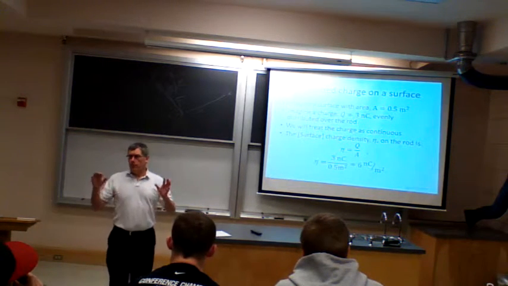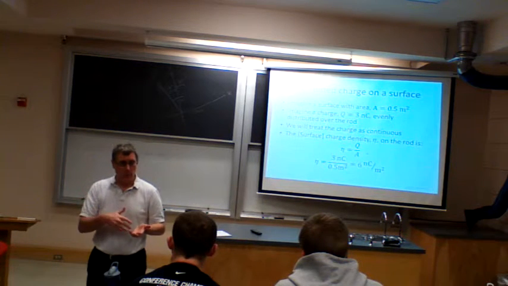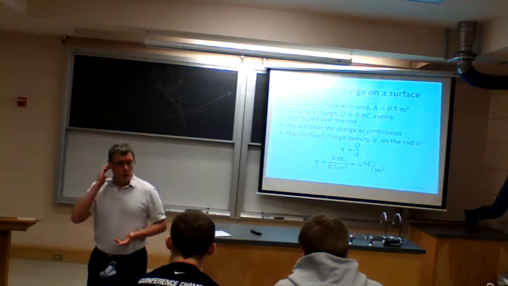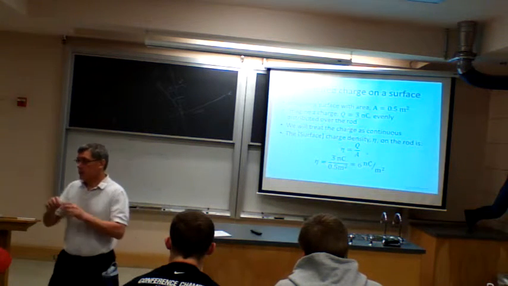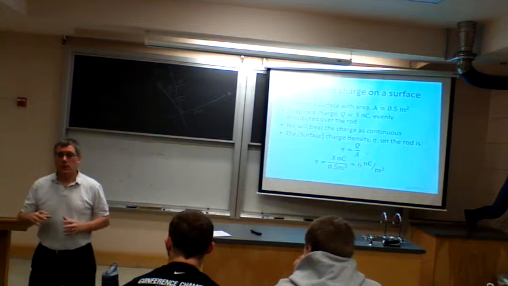So you're probably used to normal densities from chemistry, where you have a mass per unit volume. With electrostatics, we'll use line densities, surface densities, and volume densities.